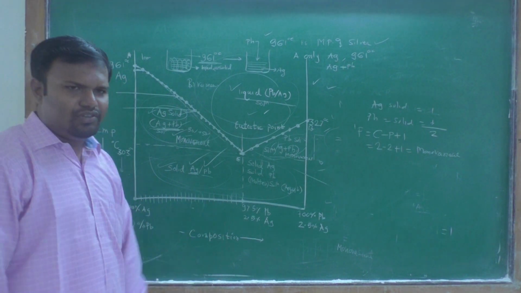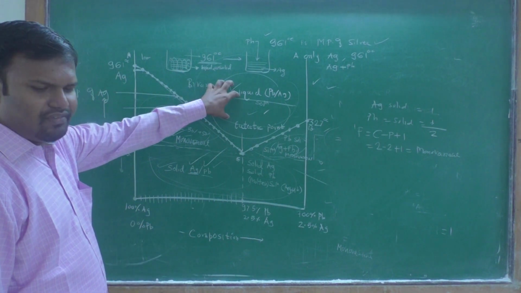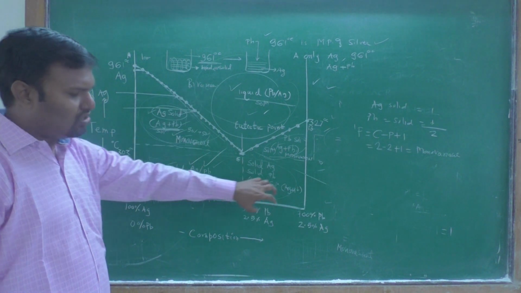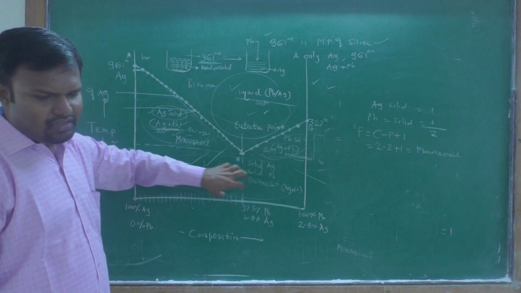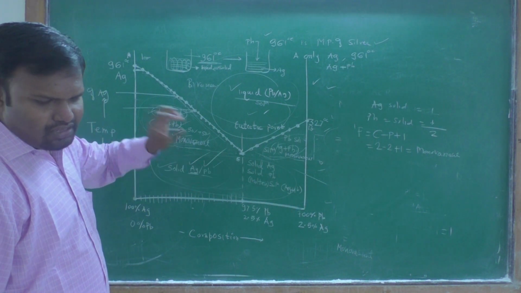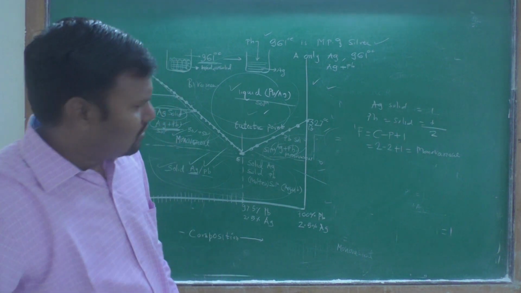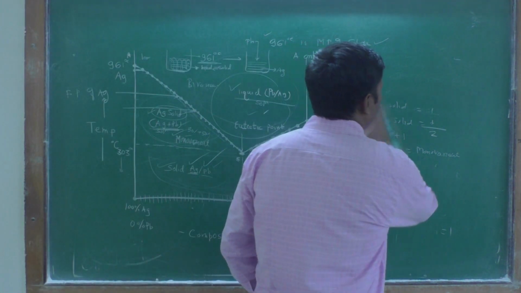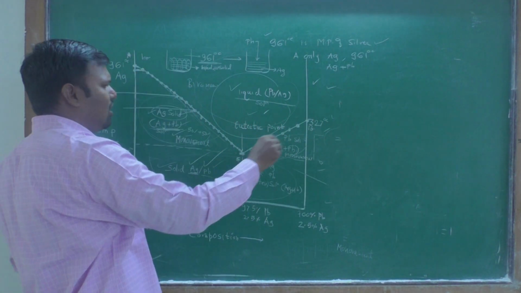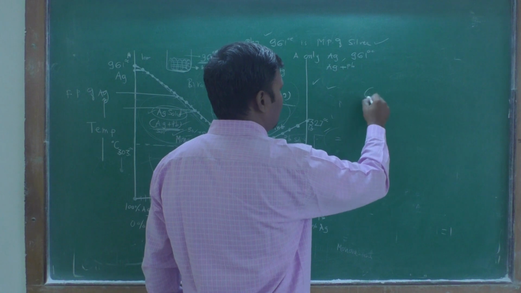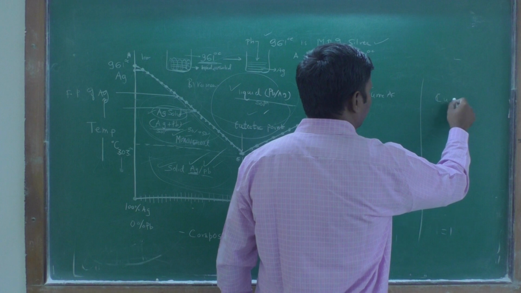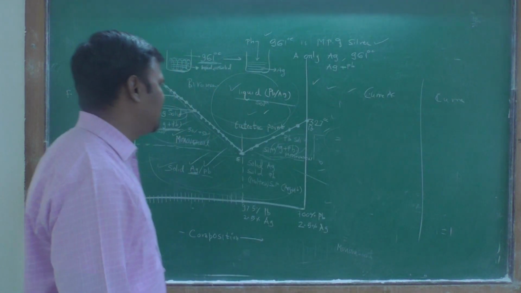Okay, the area we have described. Therefore, the first area we have described, then the second area, then the third area, and the fourth area we have already discussed. Now we have to describe the curve AC and curve BC. There are two areas we have to describe.